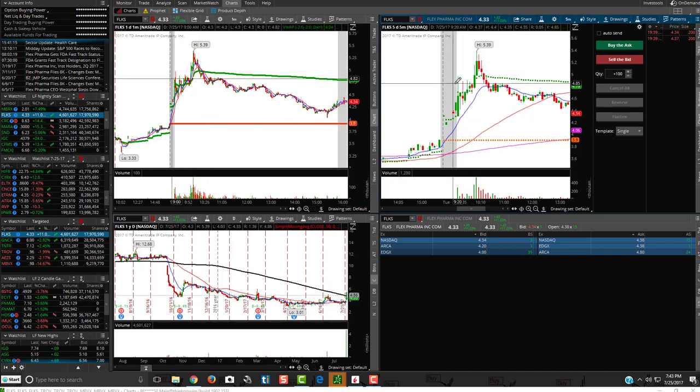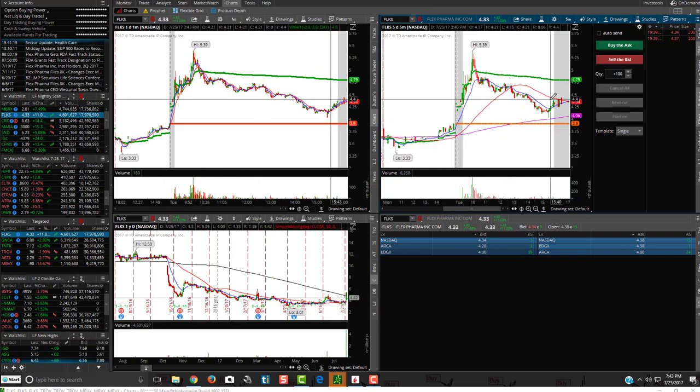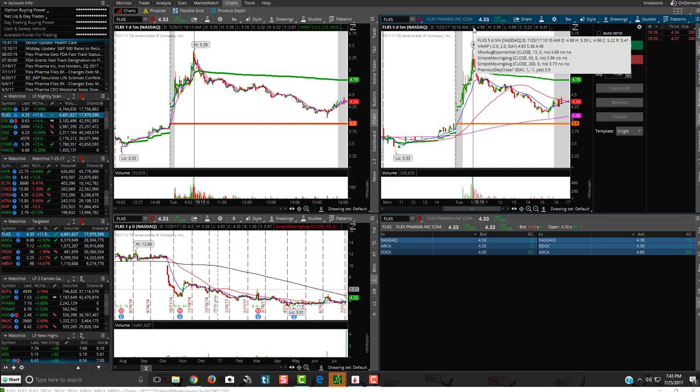You'll see a head, a left shoulder, and a right shoulder, and then it broke down. So it still finished up for the day, but again, it went up on the news, and then it came down. So it's always the tug of war between the buyers and the sellers, or the Bulls and the Bears. But you'll see this morning again, it went up from 434 up to 539. It's over a $1 move before it came back down. So if you had that on your targeted watch list, that would have been great.